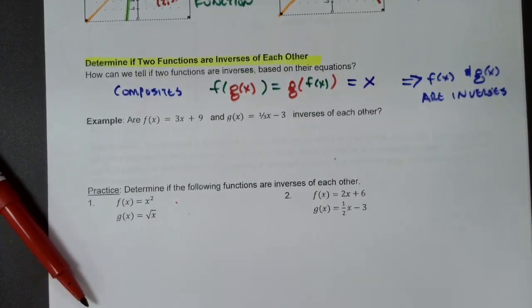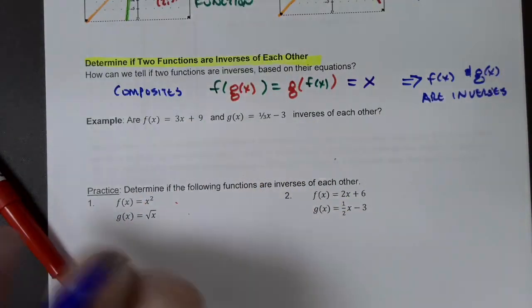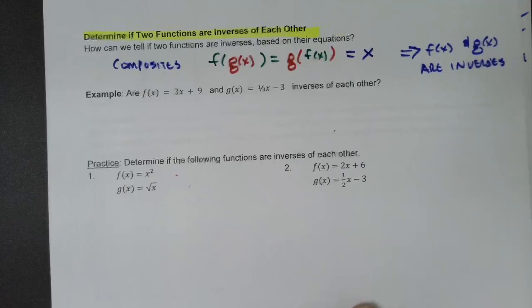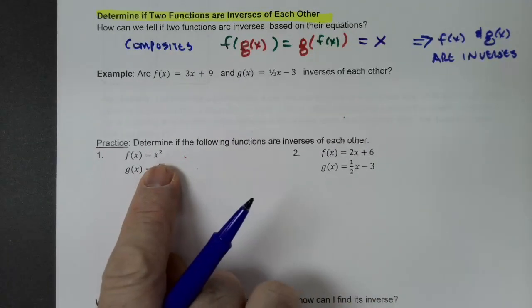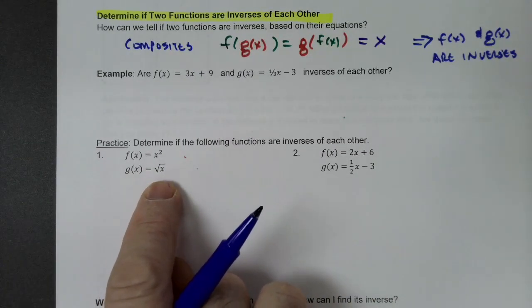Easiest way I can do that is skip this example and just go down here to the practice and think about it. Remember what happens when you squared a number and then you took that and square rooted it? What did you always get?